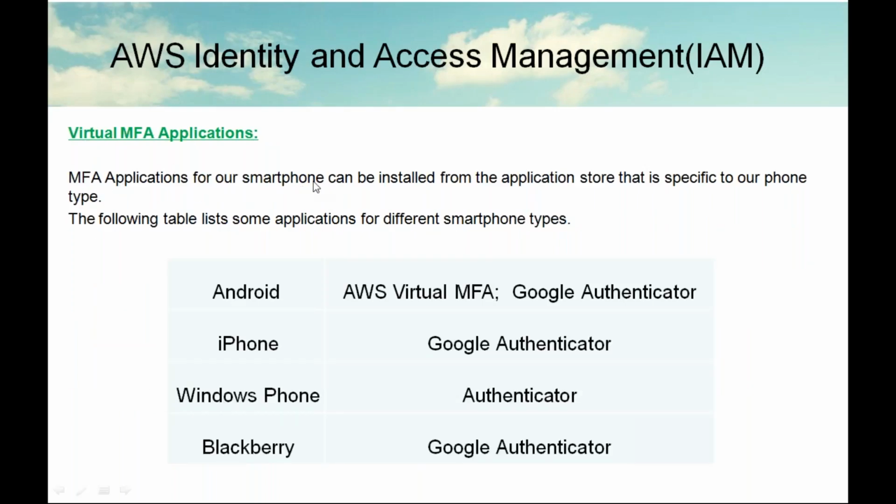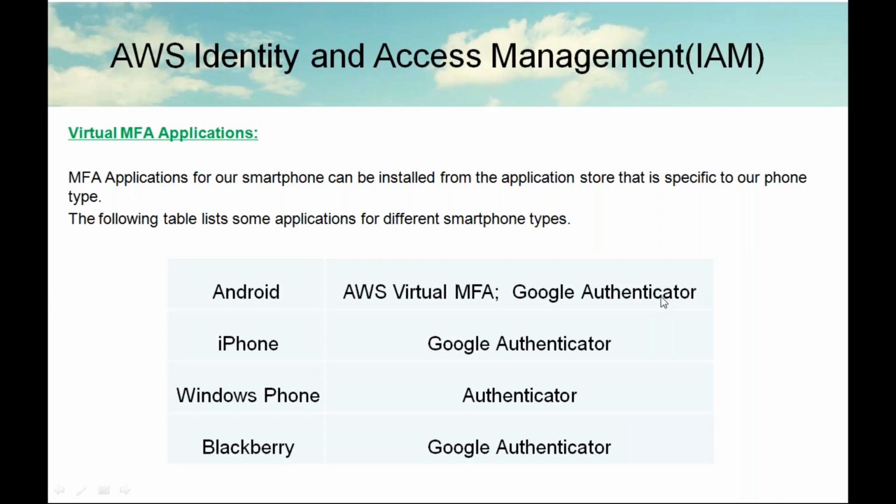Virtual MFA applications for our smartphones can be installed from the application store that is specific to our phone type. The following table lists some applications for different smartphones. If you have an Android mobile, you can download the AWS virtual MFA software, Google Authenticator. If you have an iPhone, Google Authenticator. If you have a Windows Phone, Authenticator. If you have a BlackBerry, Google Authenticator. So depending upon your mobile, you can download this MFA software.